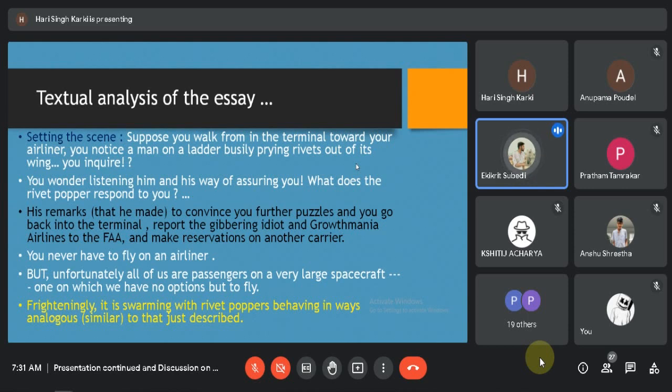You never have to fly on an airliner, but unfortunately, all of us are passengers on a very large spacecraft, one on which we have no options but to fly. Frighteningly, it is swarming with rivet poppers behaving in ways analogous to that just described. Yes, this is the case.